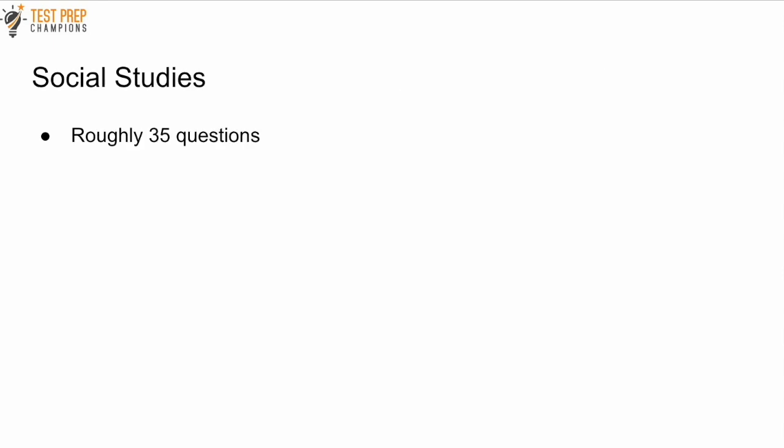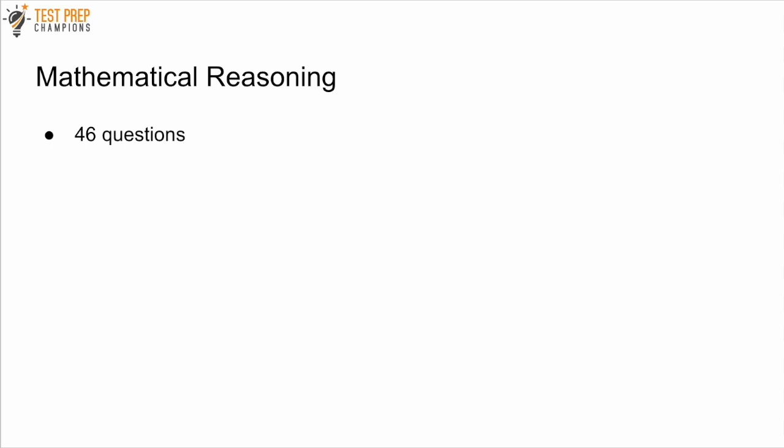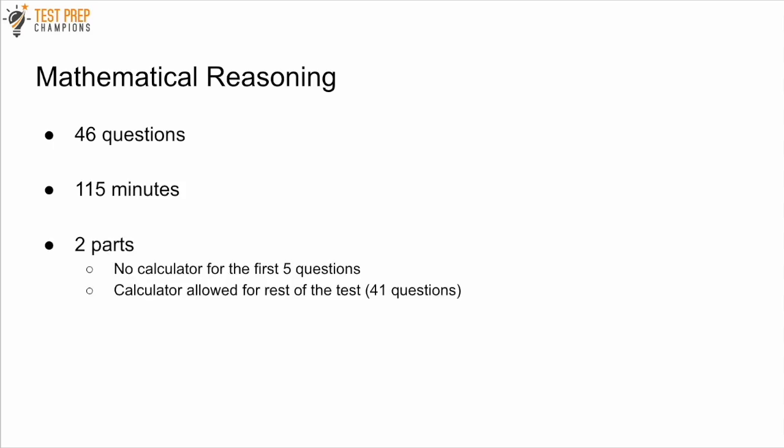For social studies, you'll have roughly 35 questions, you'll have 70 minutes, and calculators are permitted. The mathematical reasoning section, also known as simply math, has 46 questions, and you'll have 115 minutes to answer them.